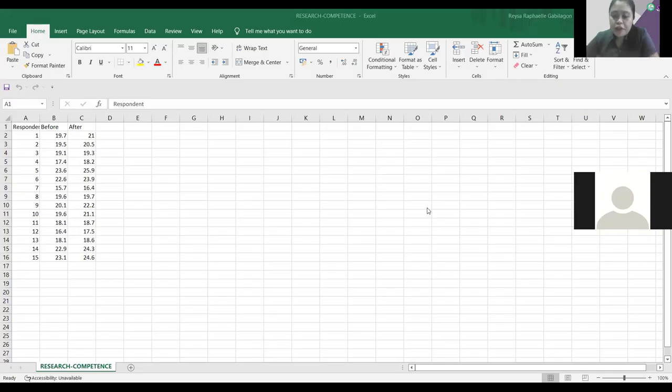These are hypothetical scores. Before using the JASP software, you have to encode first your collected data in an Excel. So this is how it looks like. We have 15 participants in the training. And these are their scores.